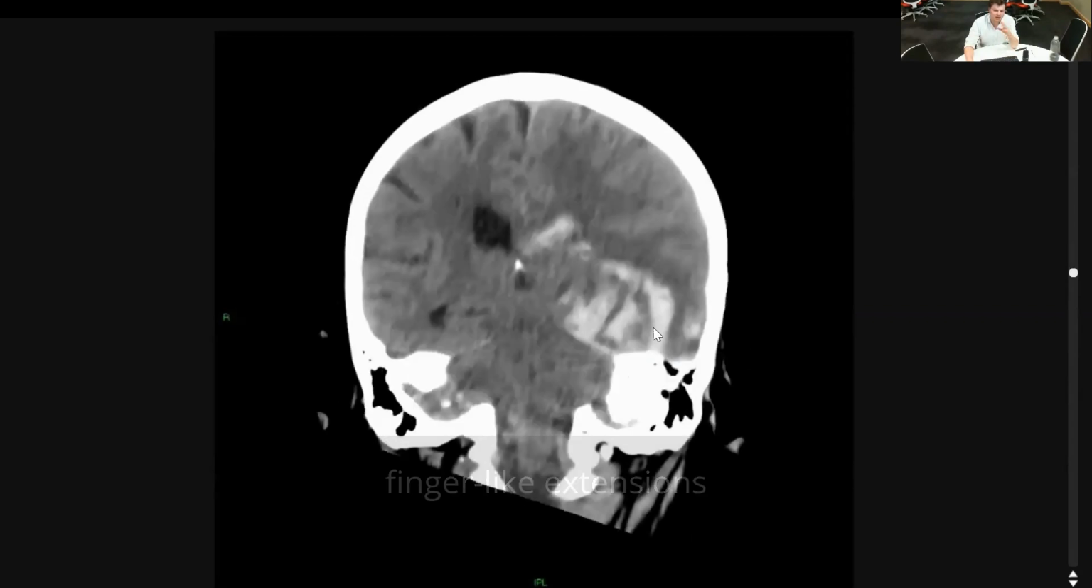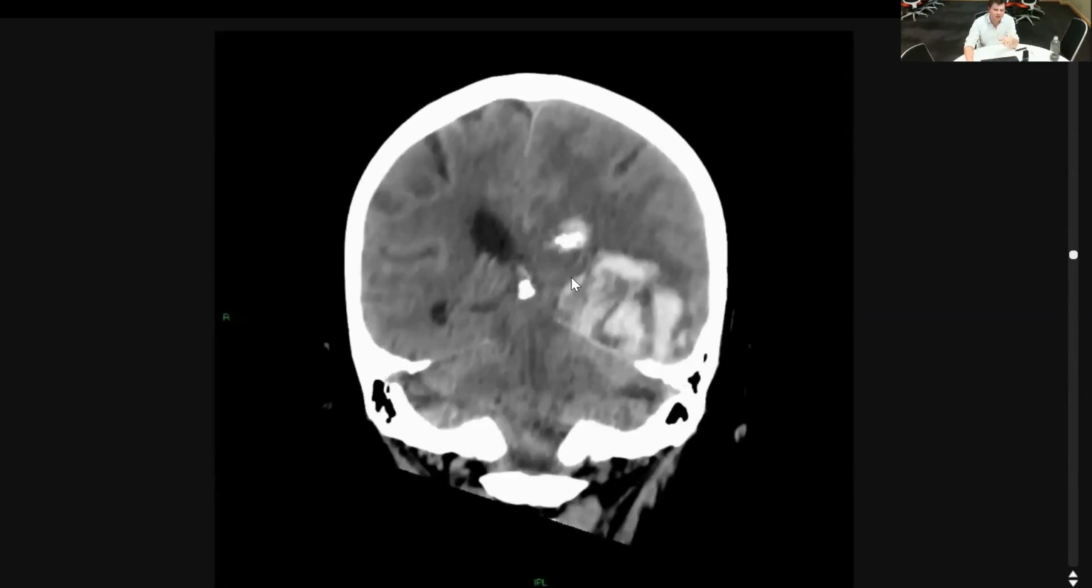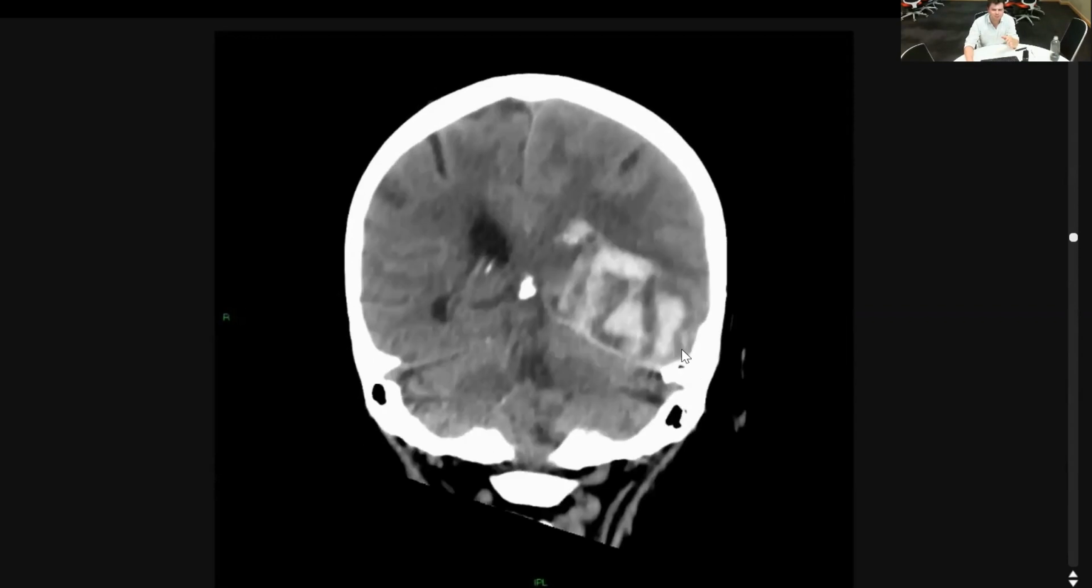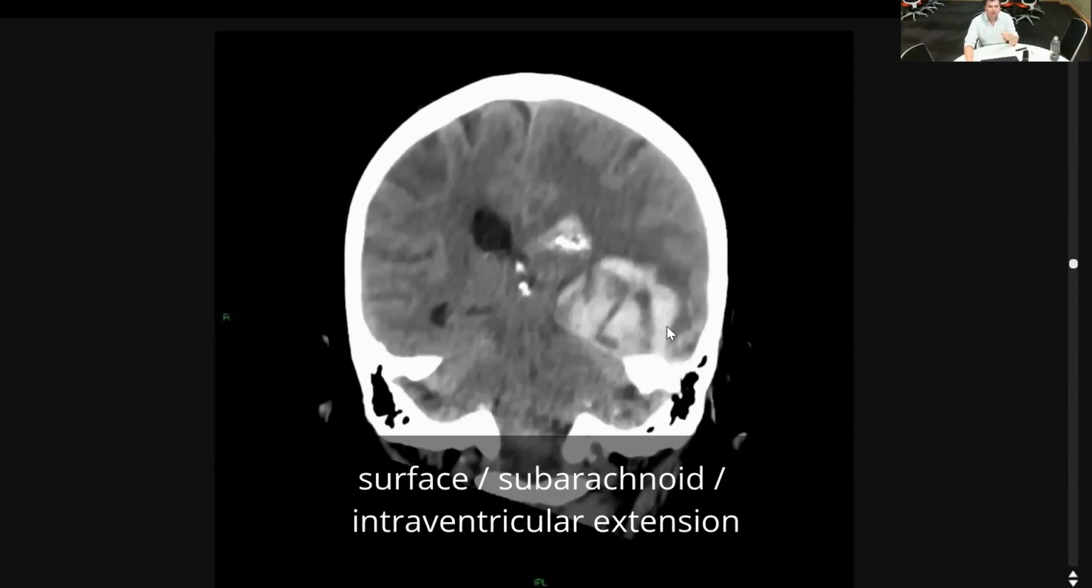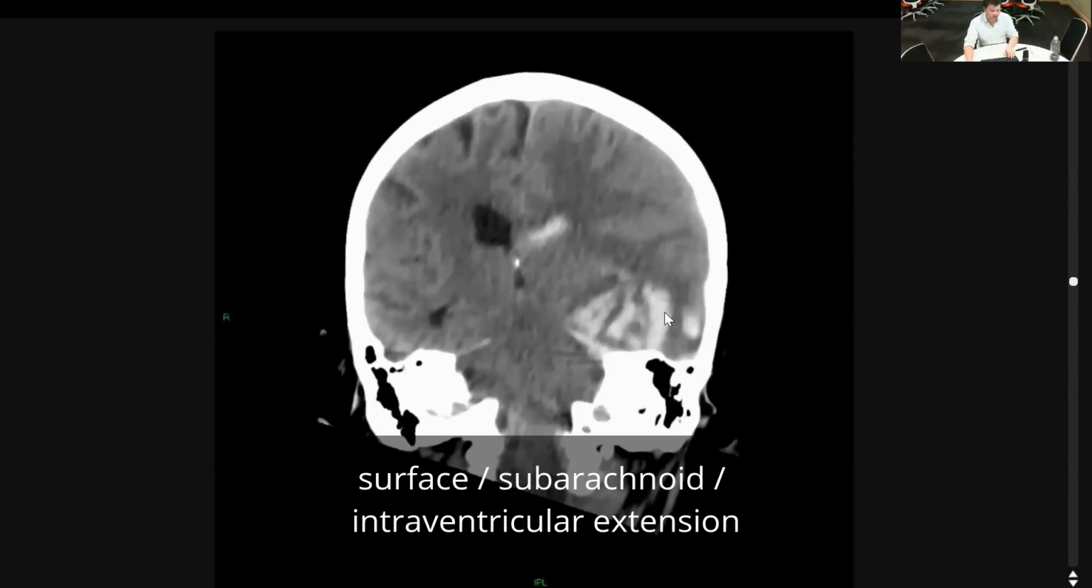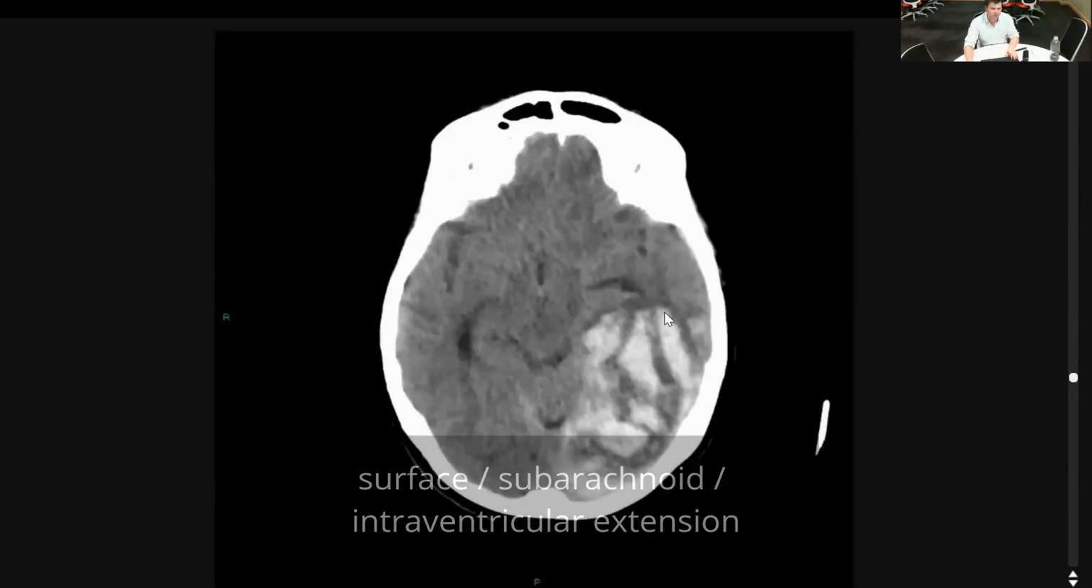So we've got bleed in an elderly patient, finger-like extensions. They've got intraventricular and extension out into the surface blood, which is why we've got this subdural. Does anyone want to shout out what they think the underlying pathology might be for the patient?